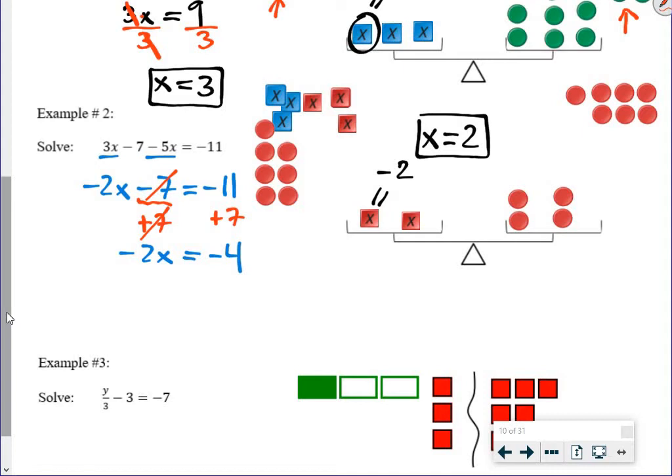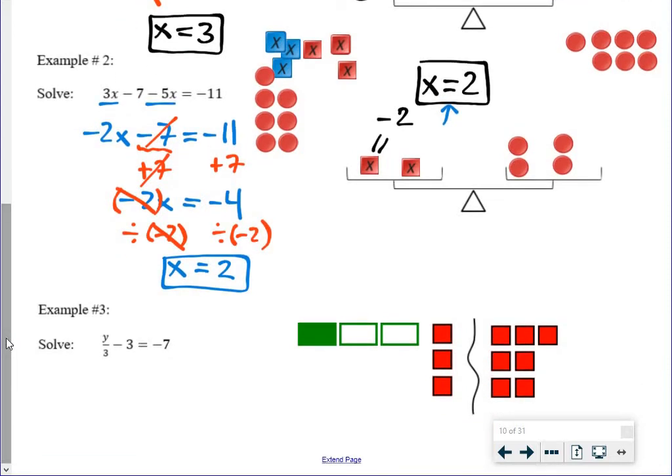And now what I need to do is get rid of this negative 2. So currently it's negative 2 times x. So the opposite of multiplying x by negative 2 is dividing by negative 2. So I need to do that to both sides. And negative 2 divided by itself on the left is 1. So what remains is just an x. And negative 4 divided by negative 2. Negative divided by a negative is a positive. We get x equals 2, which is consistent with our result with the model.